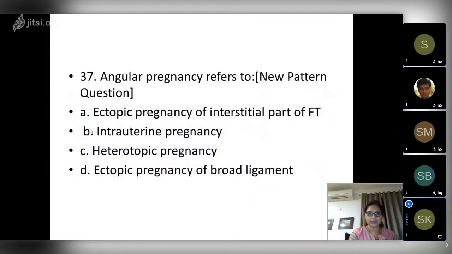So we come to the end of this session today. This is the last question. Now, angular pregnancy refers to ectopic pregnancy of interstitial part of the fallopian tube, intrauterine pregnancy, heterotopic pregnancy, or ectopic pregnancy of broad ligament. What is the answer? What is angular pregnancy?